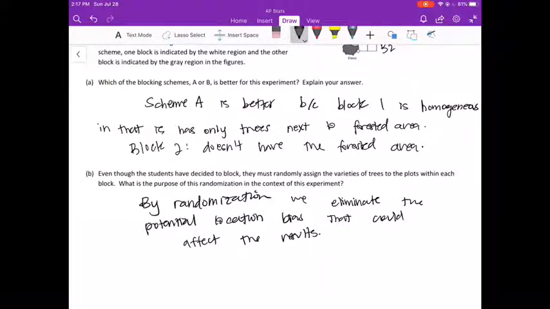Okay, and during the first week of school, we will be going through a simulation to help you better understand why blocking in this specific way is better at achieving what we want than just randomly picking the spots.